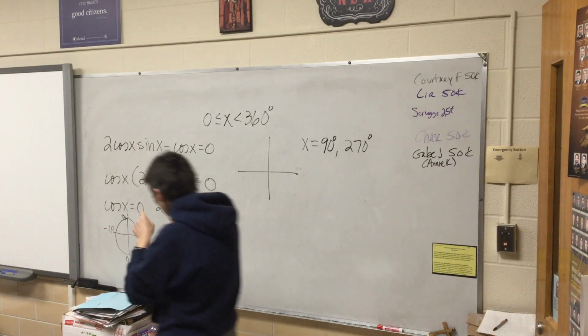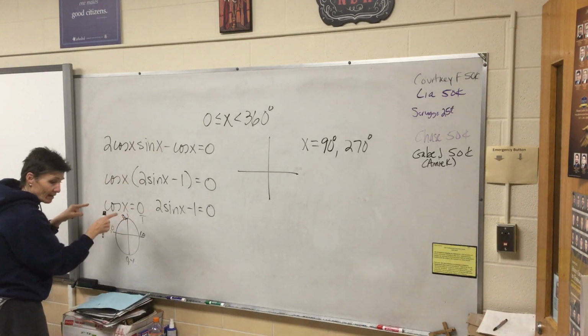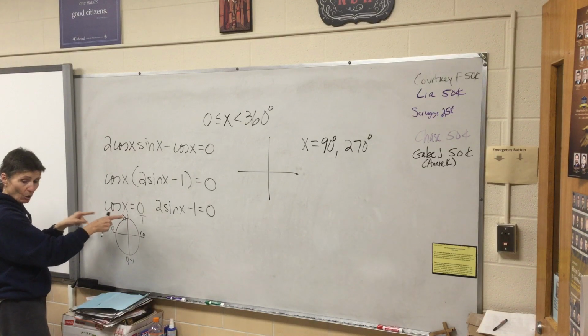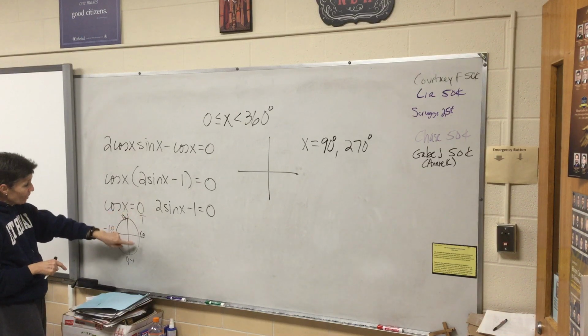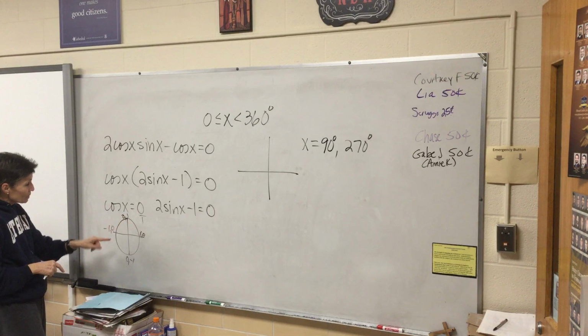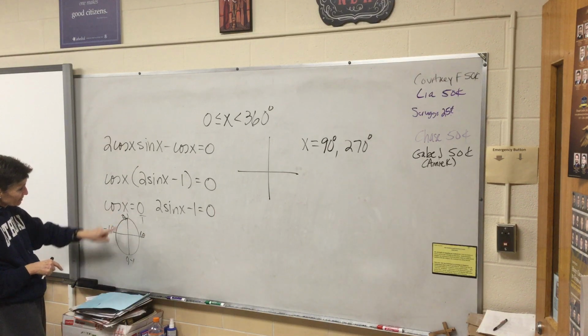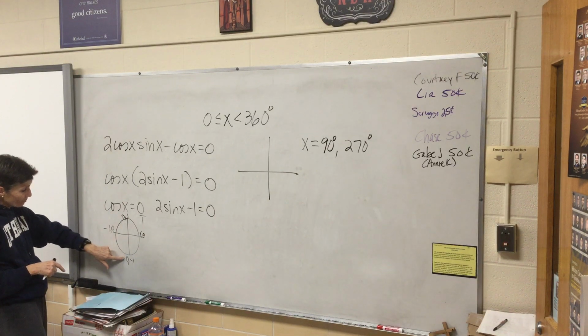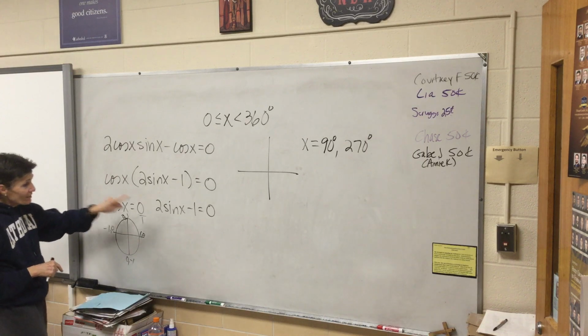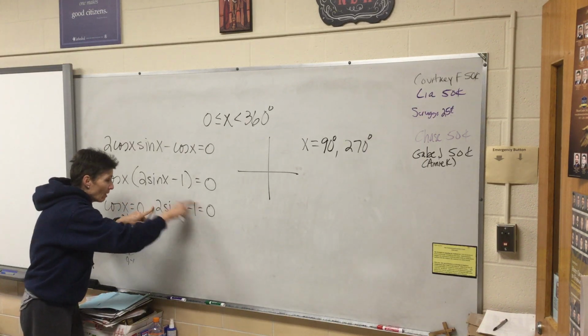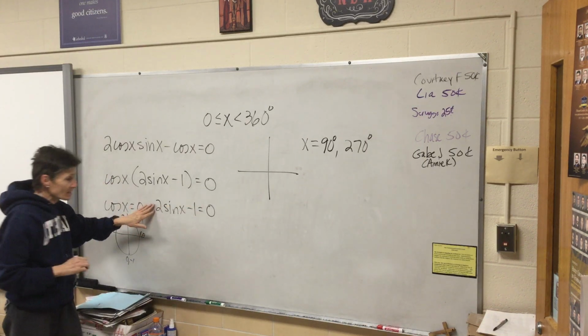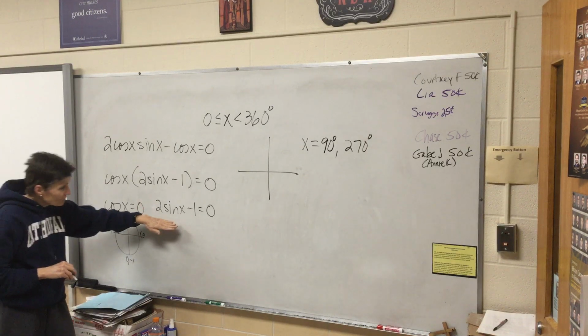All right, that could be a test question right there. You need to know that if that's a 0, you're looking on the circle. You need to know that cosine is x, so you're looking for where x is 0. This could be a test question all by itself. So what are you going to do with that?